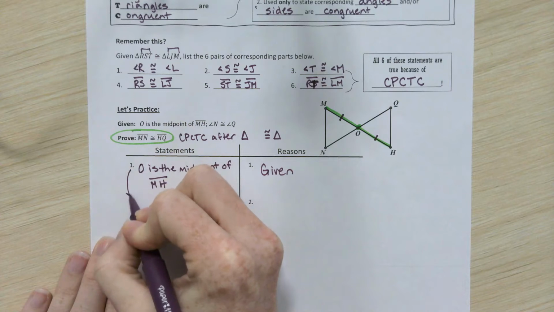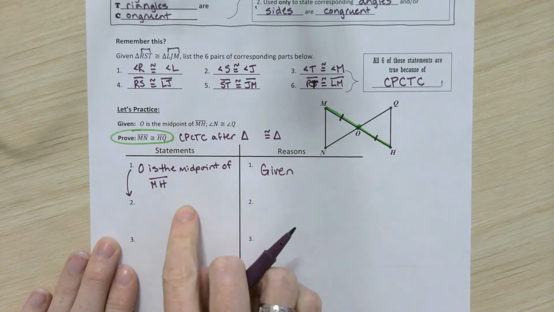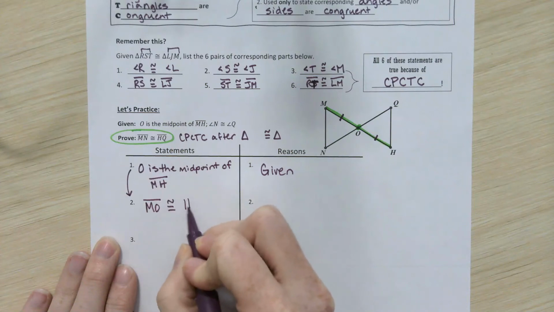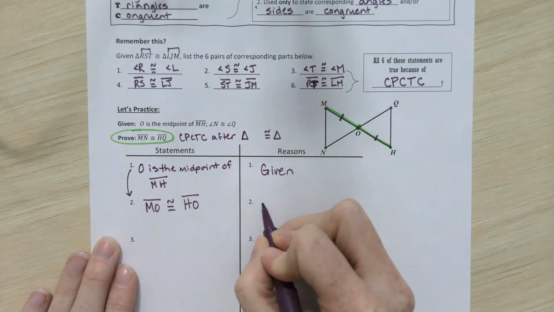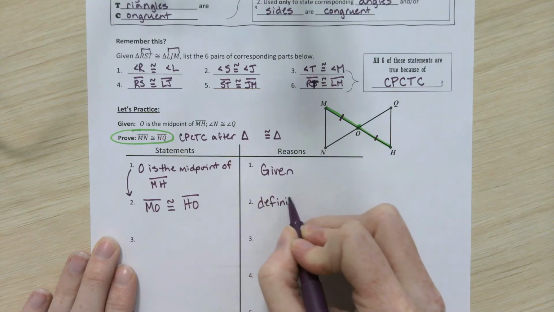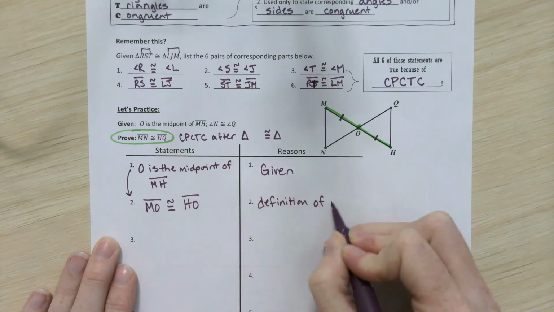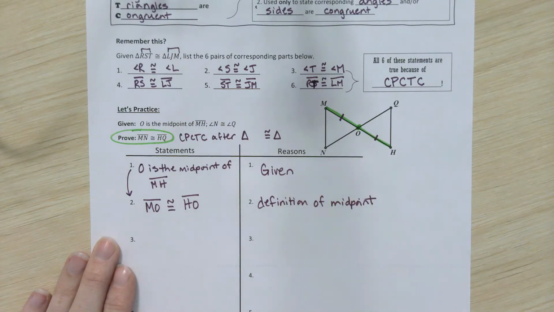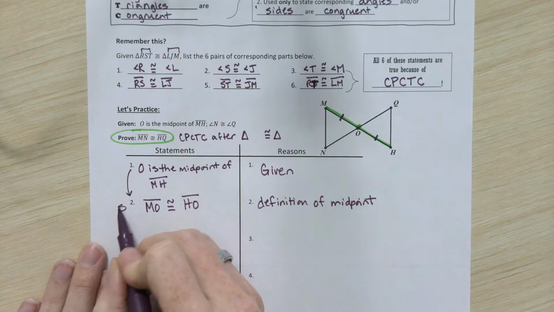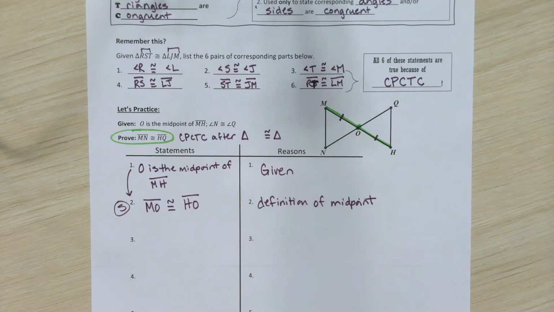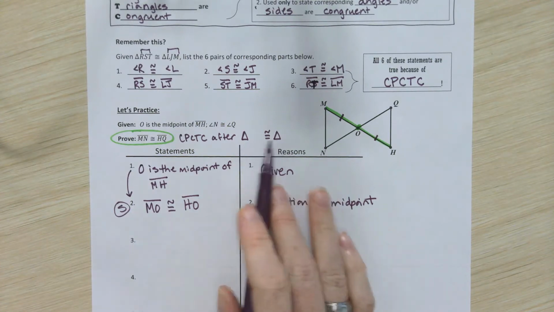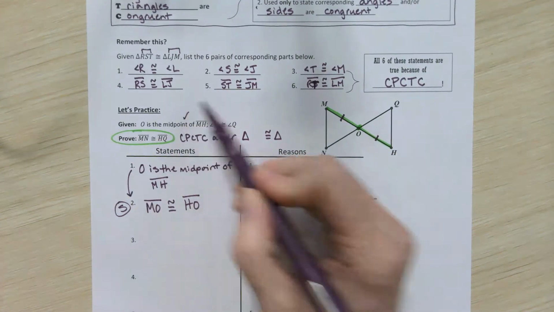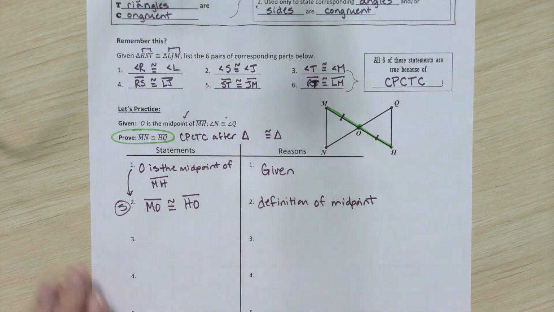So directly after this idea is going to lead me here. Segment MO is going to be congruent to segment HO. That was true because I know what the word midpoint means. So definition of midpoint will be that reason. That's a pair of congruent sides, so I'm going to mark it with an S to keep track. I'm not ready for congruent triangles yet because I need more than one pair of congruent sides. So I've used my first given and I'm on to the next one.